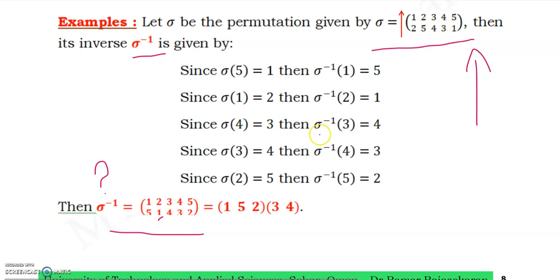3 goes to 4, so you write here 4. See here, 4 goes to 3, so write here 3. Now 5 goes to 2, so 2. Okay, how many cycles here? We have 2 cycles. Now you see 1 to 5, 5 to 2, 2 to 1, so a 3-cycle. Another one, a 2-cycle, 3 to 4, 4 to 3. Okay, so this is the sigma inverse. This is the way we write the inverse from the permutation.